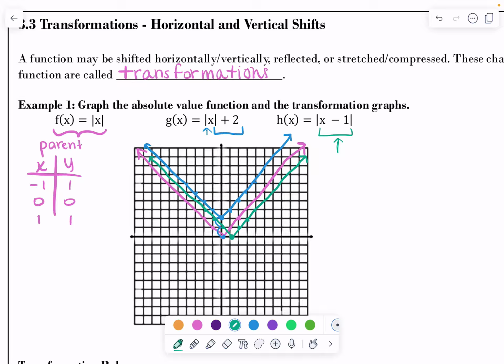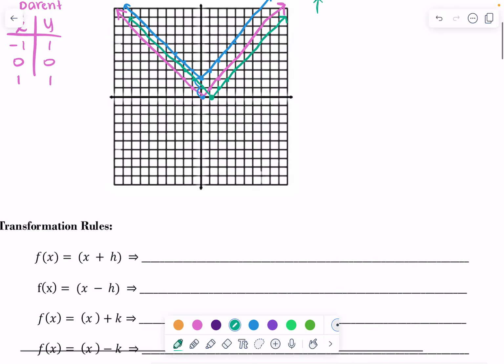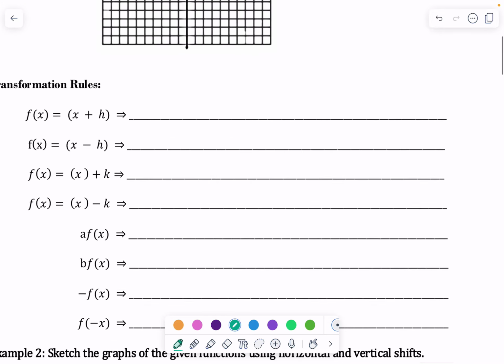Okay, so notice the transformations. We have our original parent function, f of x, in the pink. In the blue, we have a shift up 2, and then in the teal, we have a shift to the right 1. All of these transformations can be written into transformation rules.